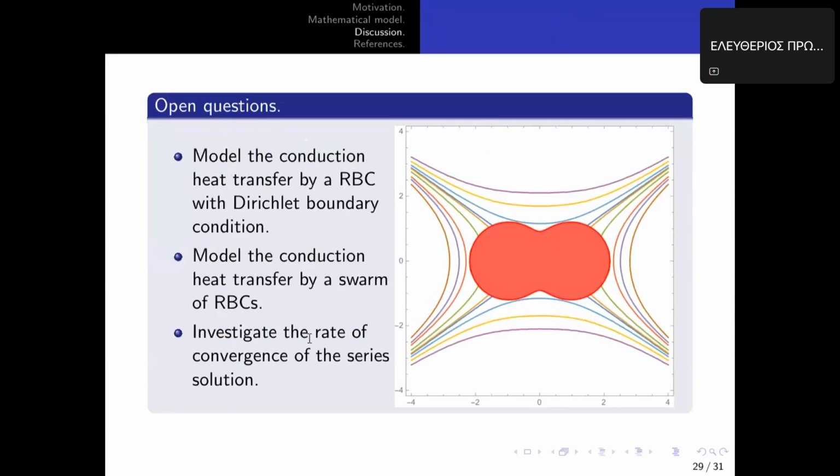This work has opened some questions. First, we have to model the conduction heat transfer by a red blood cell using Dirichlet boundary conditions. In our case, we use the Neumann boundary condition. We have to model the conduction heat transfer by a swarm of red blood cells. And we have to investigate the rate of convergence of the series solution that we have obtained.